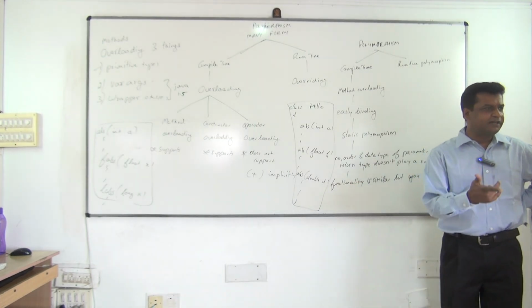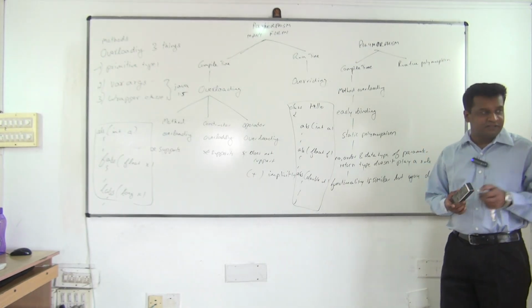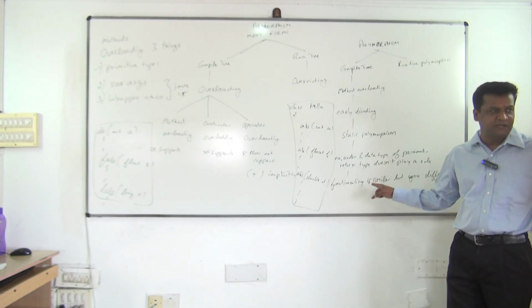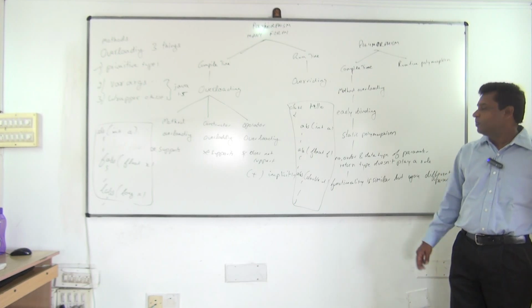Return type doesn't play a role, is that clear? Okay, and the advantage of overloading is there. A lot of overloading advantage is there. In C, you have to remember multiple function names, and here you have to remember only a single method name for a single task. Okay, are you clear with this now?